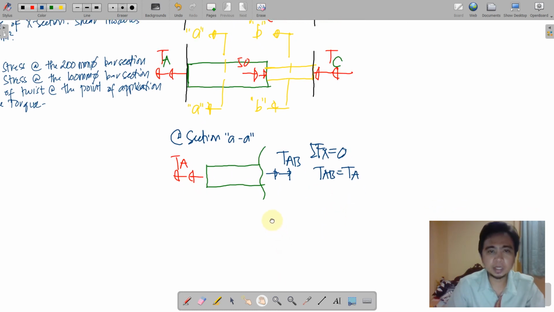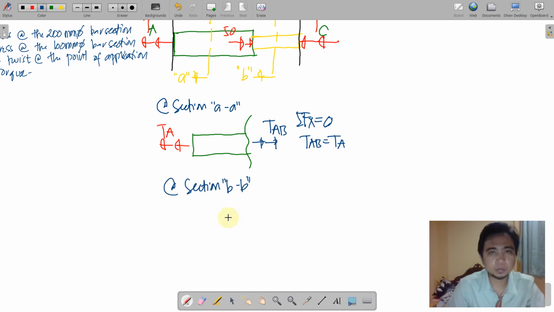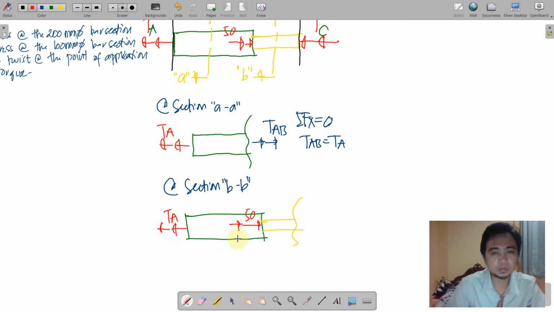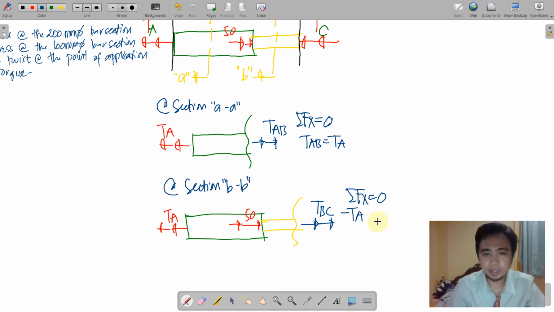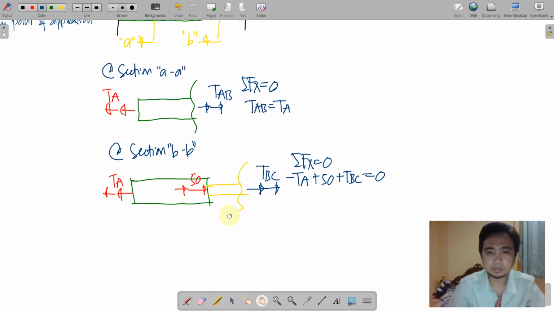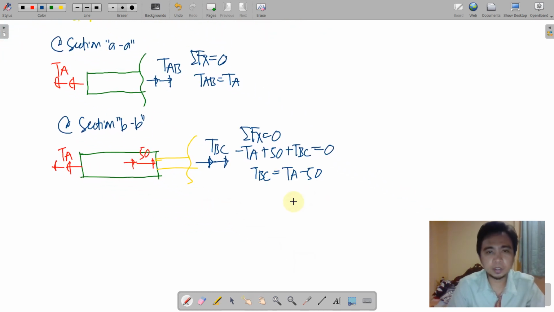And then at section BB, the 50 now is already included in the section. Of course, TA, just the same, a double arrowhead towards right. And then equilibrium equation on the axis. We have a leftwards TA, rightwards 50, rightwards torque along segment BC. These are all equal to 0. Solving for TBC, we have TA minus 50.